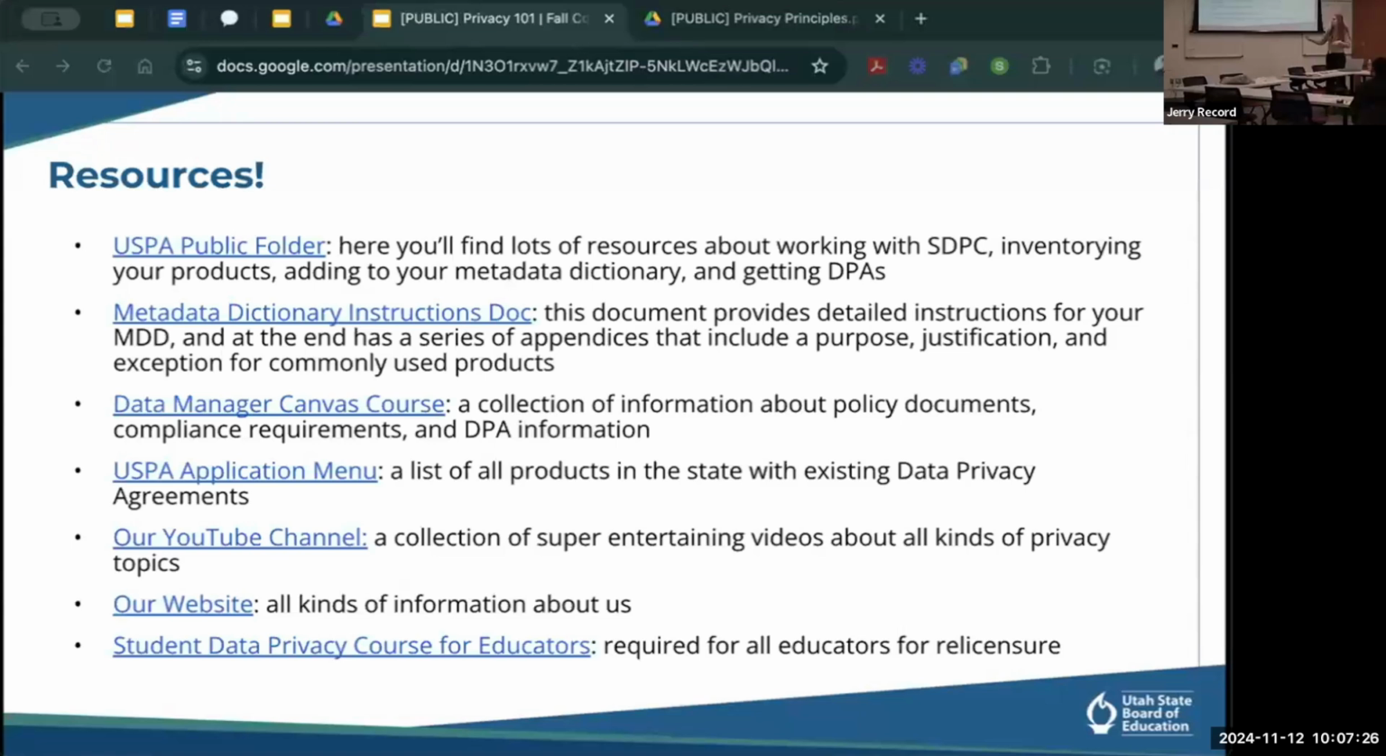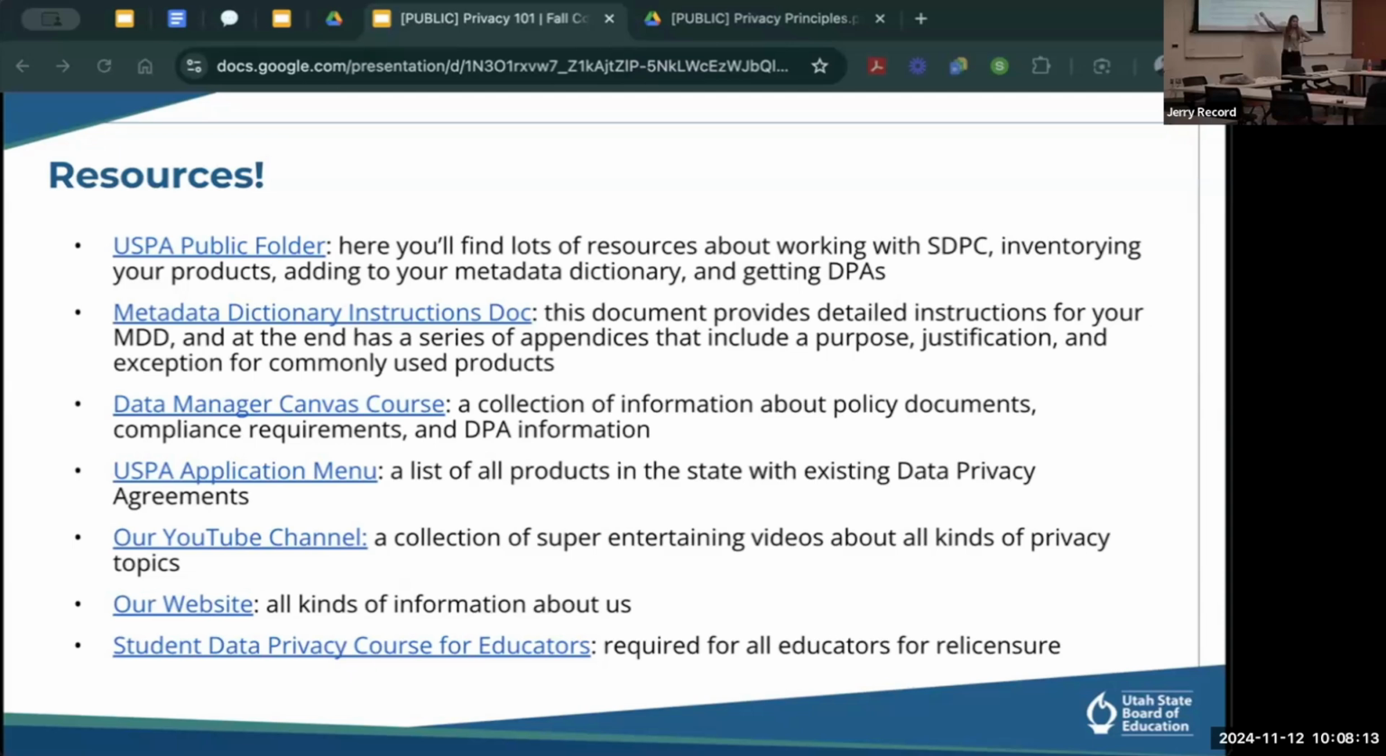All right, so this is a robust list of resources. We've got a folder that has documents and instructions on obtaining data privacy agreements. The metadata dictionary instructions document is a very robust resource, especially if you're just getting started on your metadata dictionary, which, to be honest, is less relevant now than it used to be. Most people have got a really good start on their metadata dictionary, but the resource exists nonetheless. This Canvas course is probably the resource I would most strongly point you to. It's a Canvas course, yes, but there's no sign-in required. It's more operating like a web page. And there's lots of good stuff that John puts on there.